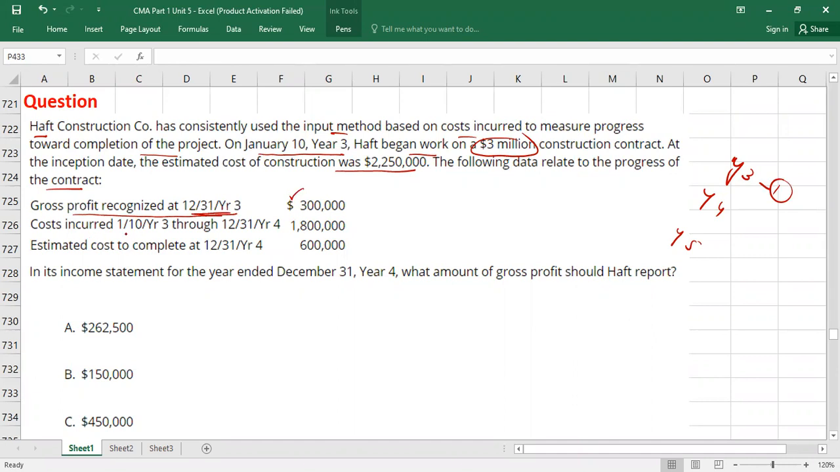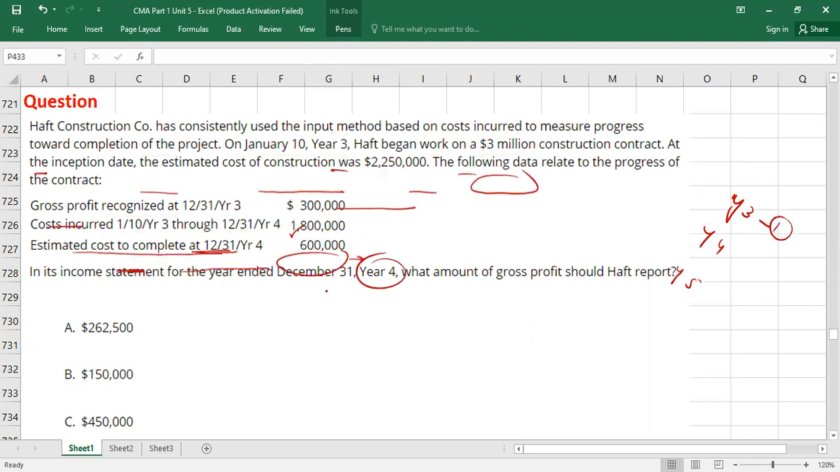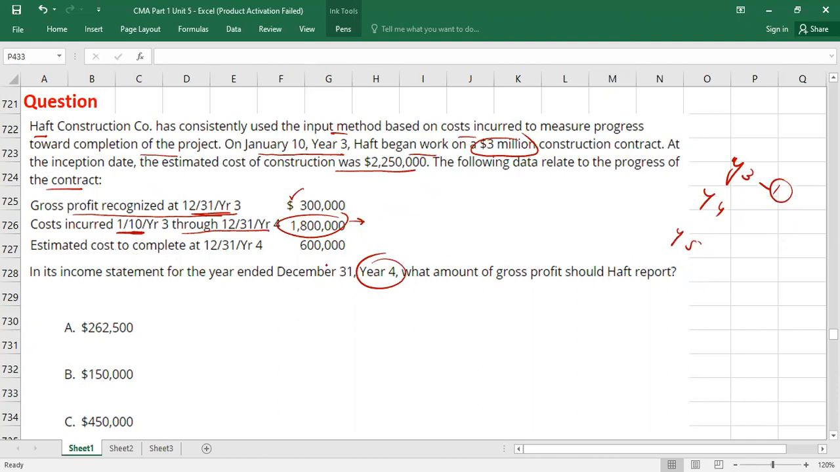Then cost incurred from January 1, year 3 to December 31, year 4. This is called cost incurred till date. Why till date? Because you have to do the calculation for year 4. It means he gave you cost of year 3 plus cost of year 4. This is called actual cost till date. Then we have estimated cost to be completed at 31st December year 4. Actually, this is the estimated cost for year 5, because you are estimating at the end of year 4. For the future, it is estimated cost.